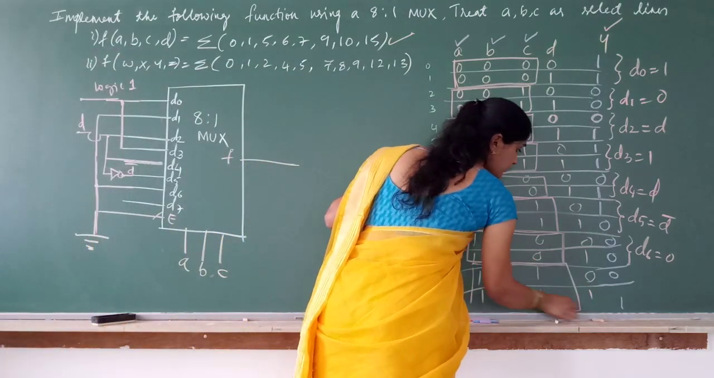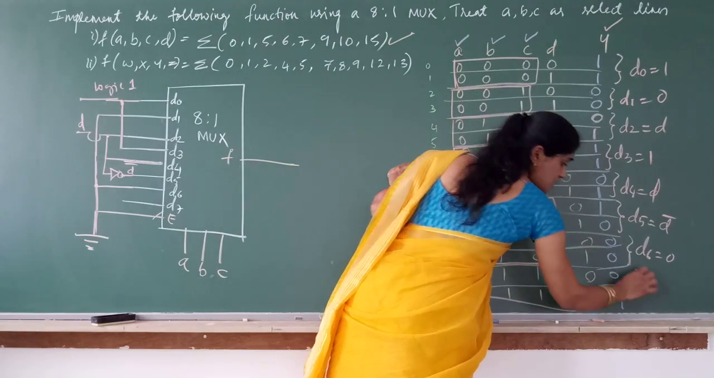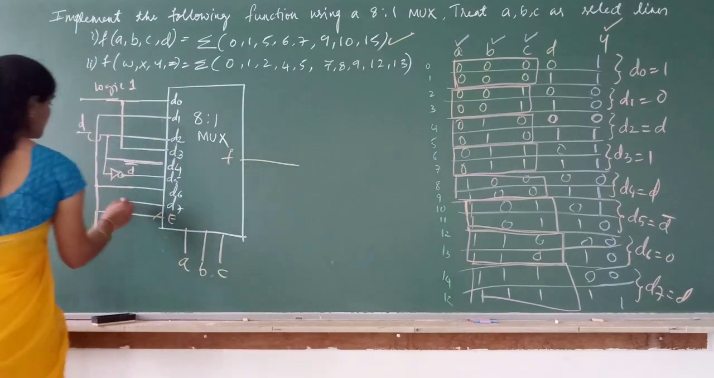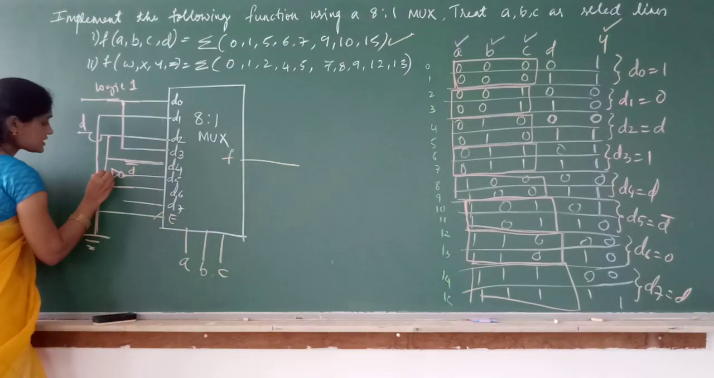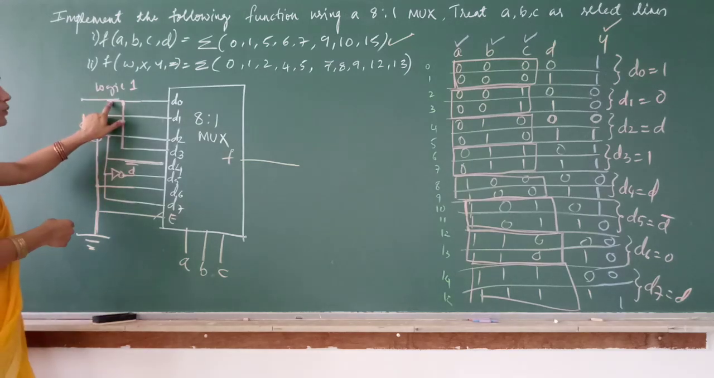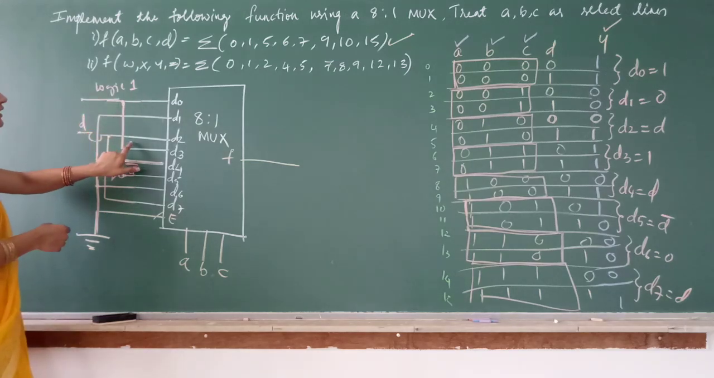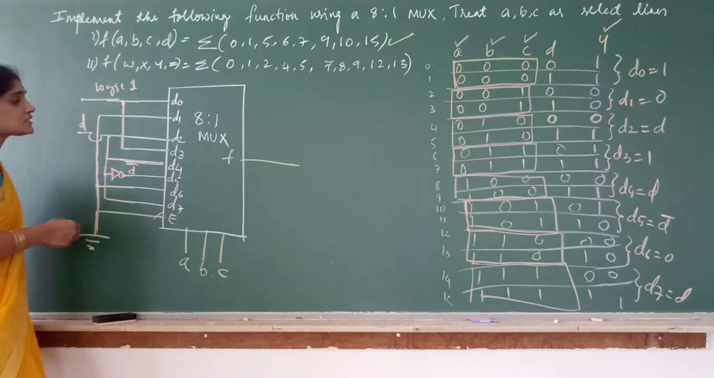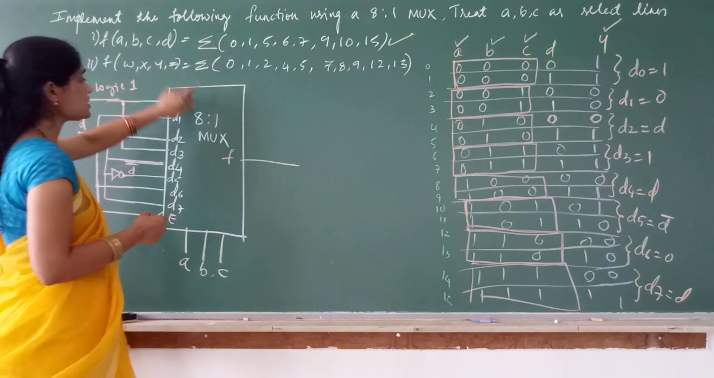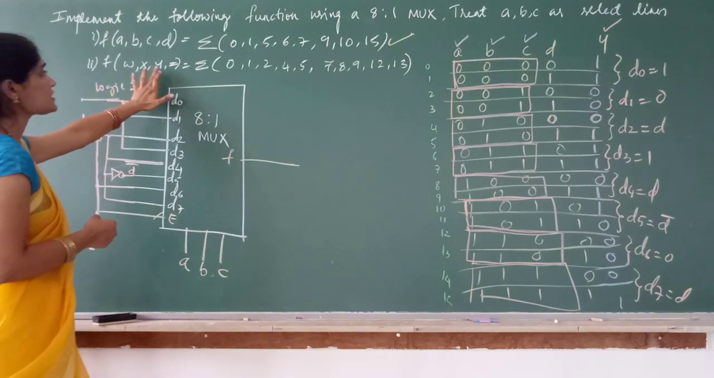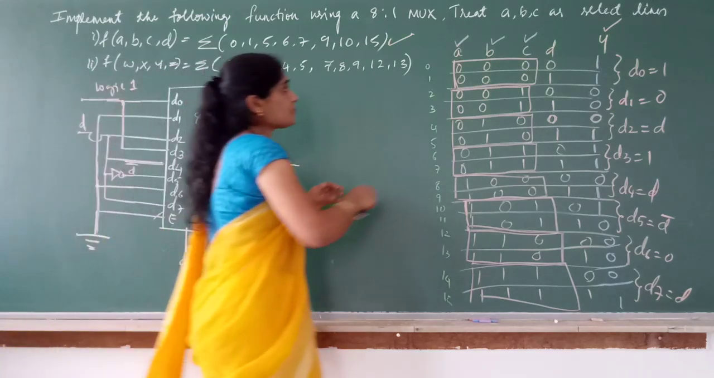Yeah. D7 is what? D7, 0, 1, which is same as D. So, D7 is equal to D. Connect D7 to D. So, this is D. Okay. Or simply you can write logic 1, 0, D, 1, D, D bar, 0, D. That is also okay. So, this is the implementation of the first function using an 8:1 mux. Same way you can do for the second function, w, x, y, z. Okay. Let me modify here only.